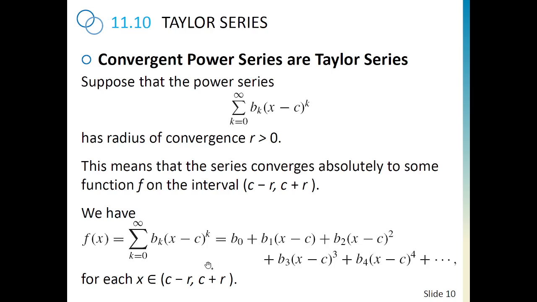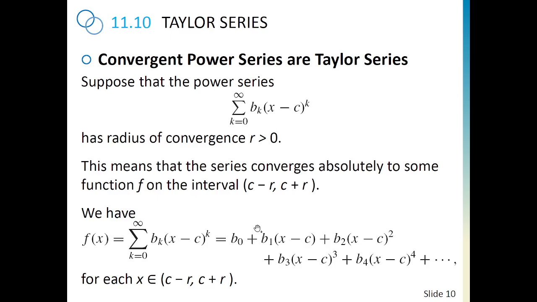What we realize is if we evaluate this expression at x equals c, I have f of c. Here c minus c is 0, c minus c squared is 0. So everything will be 0 except the first term. So suddenly I realize that f of c is equal to b0. So the b0 coefficient is equal to f of c. Beautiful. Now the question is, what is b1?